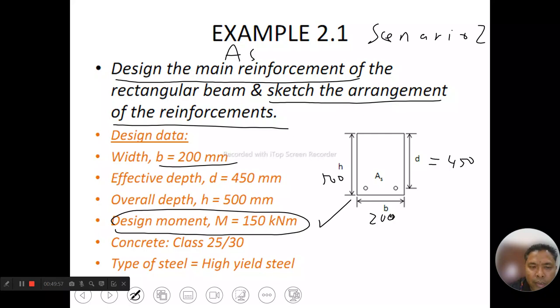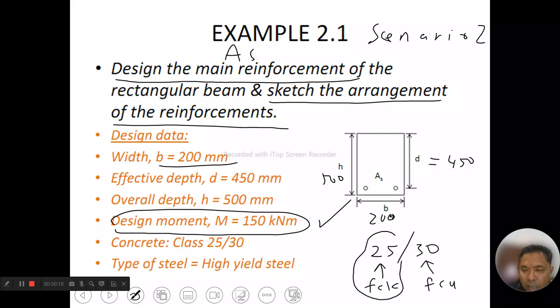Concrete class, remember saya ada bagi dulu nota ini pada minggu lepas. When you mention about concrete class, remember the first number here is your FCK and the second number is your FCU. For design purpose in Euro Code 2, you must use this number as your FCK. So masuk kat sini, FCK adalah 25 megapascal. Jangan gunakan nombor belakang ni. FCU is when you design the concrete using British standard zaman saya dulu. Zaman anda, zaman Euro Code 2. Jadi gunakan yang nombor depan.